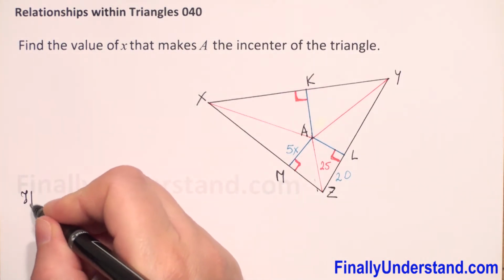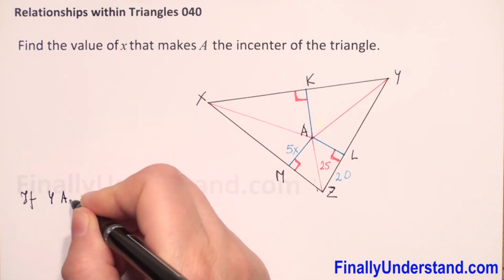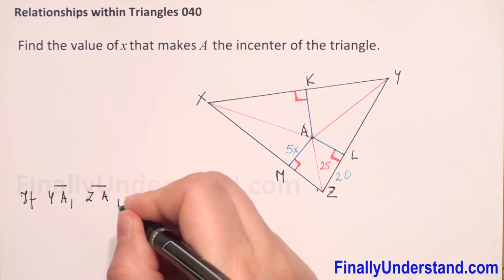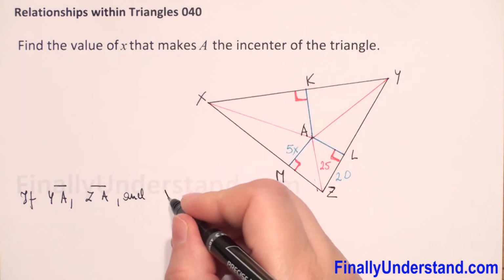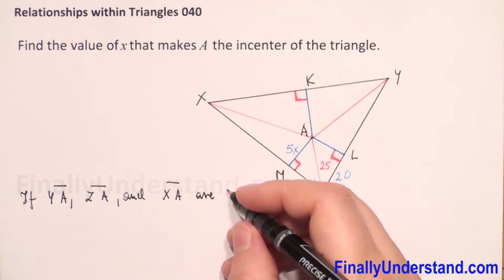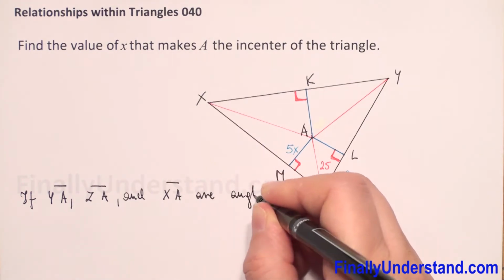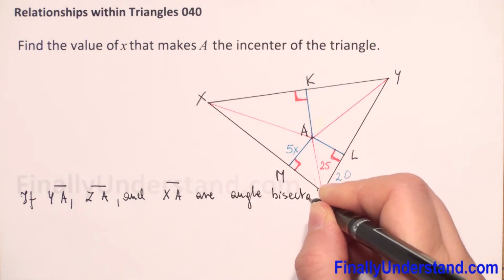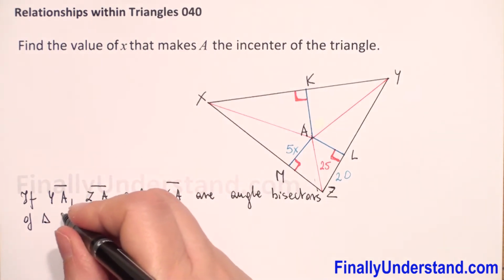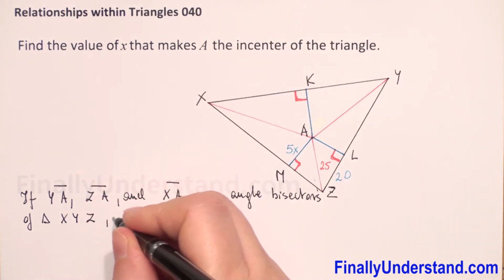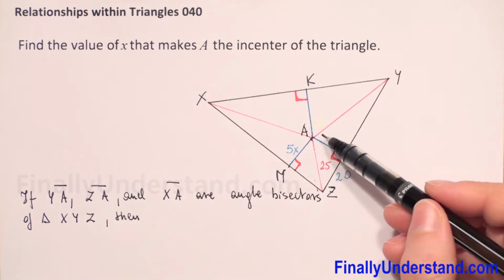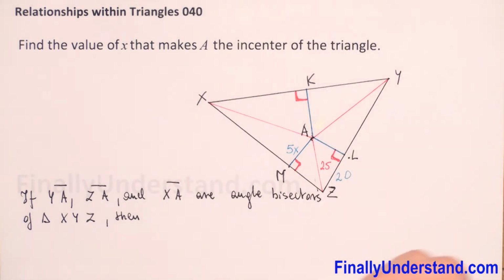So if segments YA and ZA and XA are angle bisectors of triangle XYZ, then AM, AL and AK are equal.